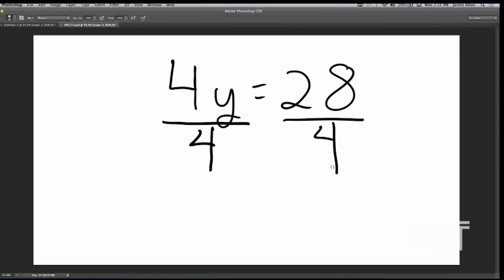Dividing 4y by 4, the 4's will cancel, leaving us with y. 28 divided by 4 is going to be 7. The answer to this equation is going to be y equals 7.